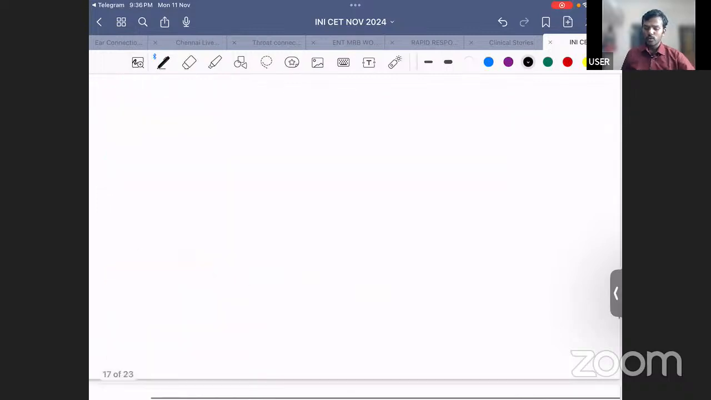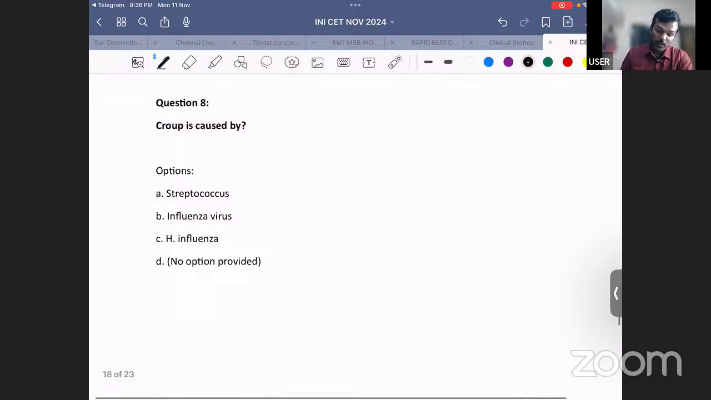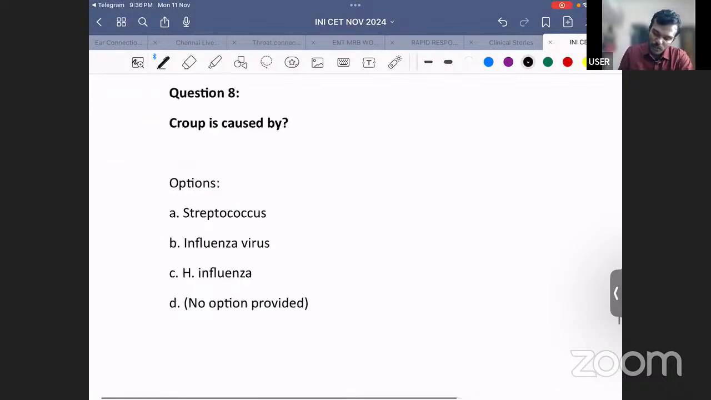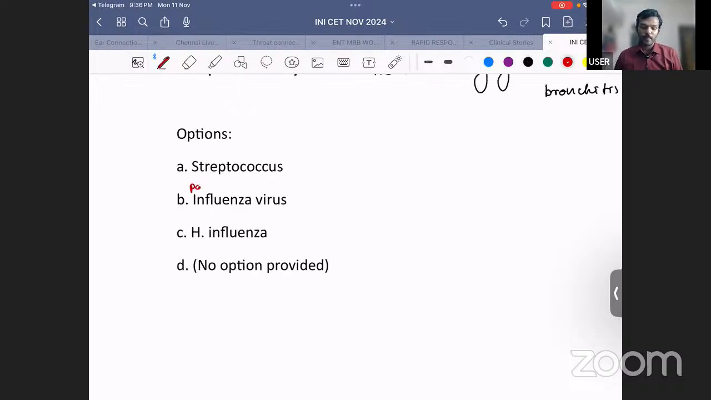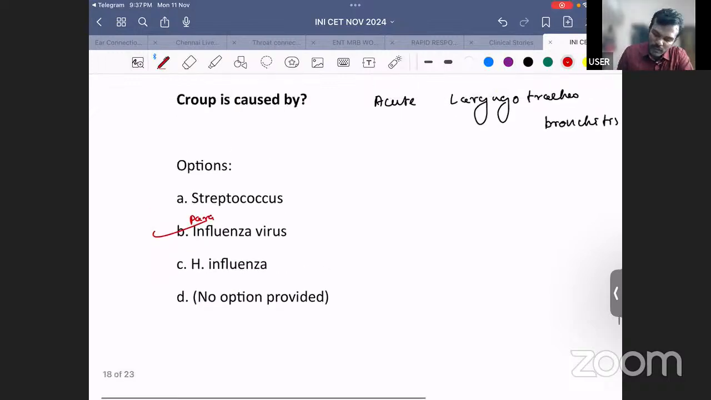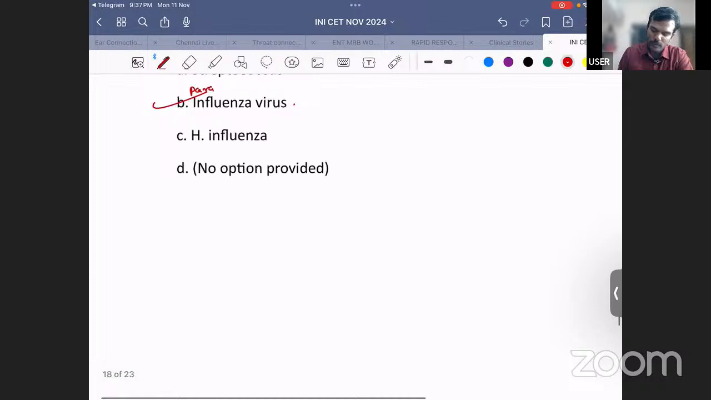Next question. So croup is an easy question. Croup is caused by, so croup is acute laryngotracheobronchitis. Okay, so it is caused by parainfluenza virus. There are two types of parainfluenza virus, A and B. So both can cause this disease.